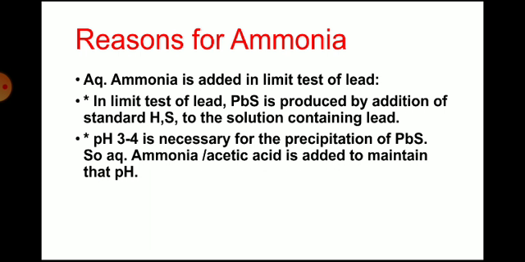The addition of ammonia in the lead limit test is needed because in the limit test of lead, sulfide is produced by addition of standard hydrogen sulfide to the solution containing lead. A pH of 3 to 4 is necessary for precipitation of lead sulfide. So aqueous ammonia or acetic acid is added to maintain the pH level.